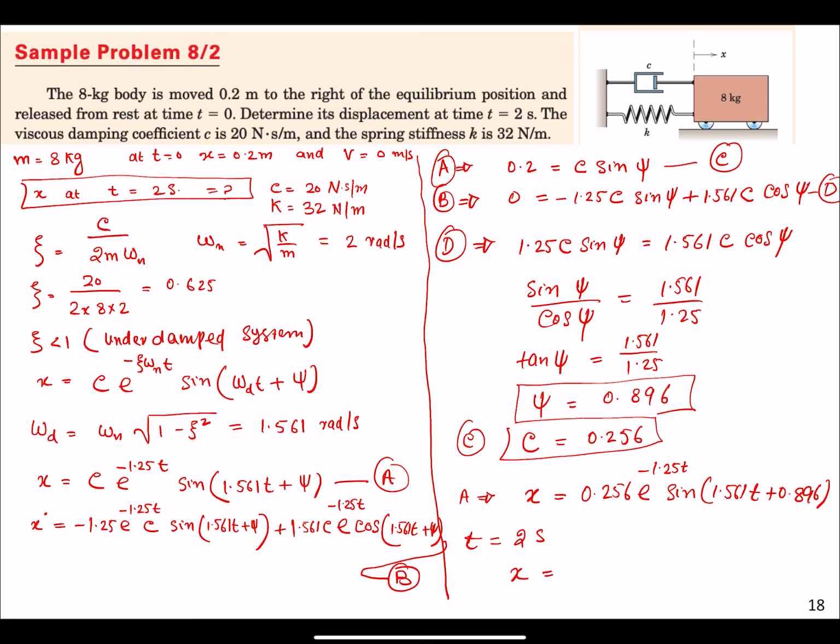you will get the value of x, which is minus 0.01616 meter. Again you can say that it becomes 16 millimeter, and the negative sign is just showing us the direction, whether it is toward the right or to the left. So this means that it is toward the left side.